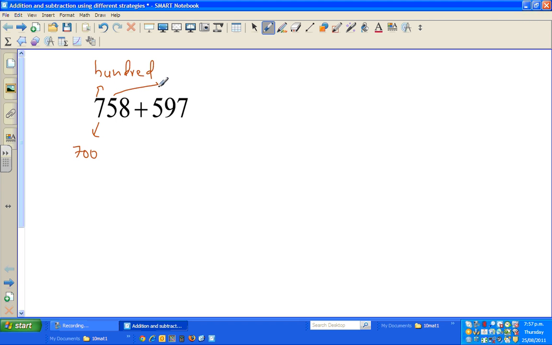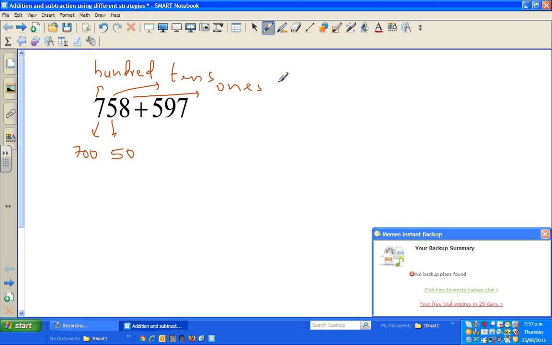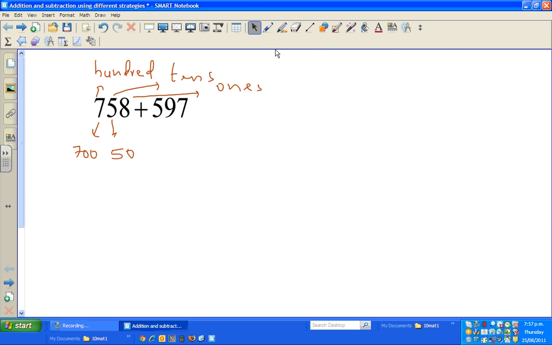5 is in the tens place, so 5 you should see as 50. And this 8 is in the ones or units place. Both are right. So 8 is nothing but 8, and that's how you read it, 758. If you want to add it, there are different ways. I will try to do it in two different ways.